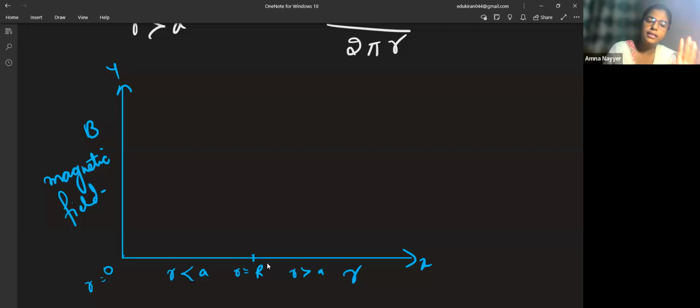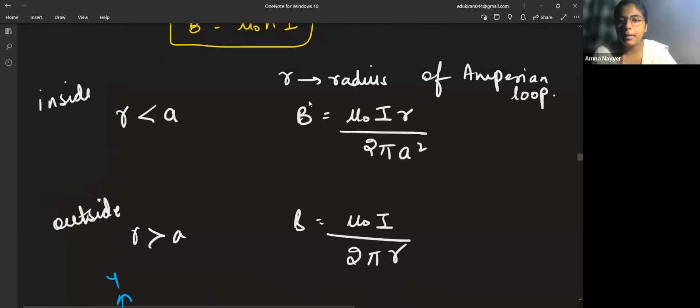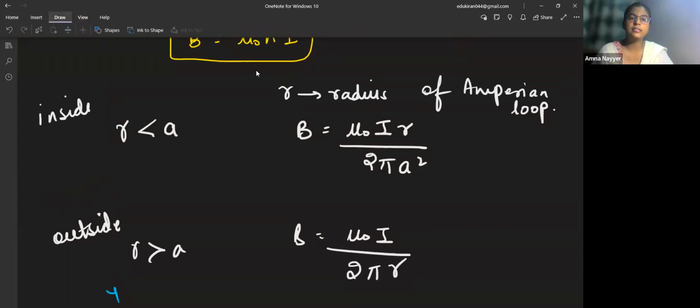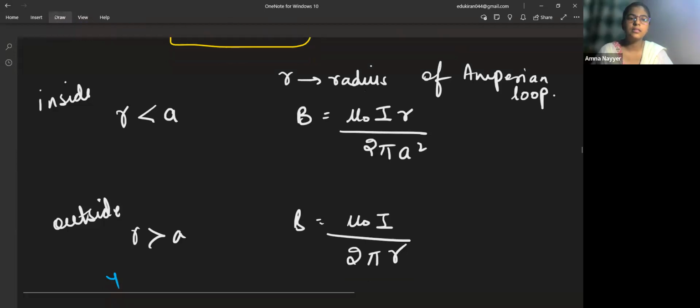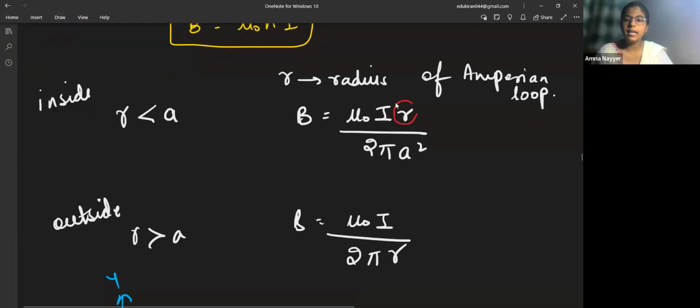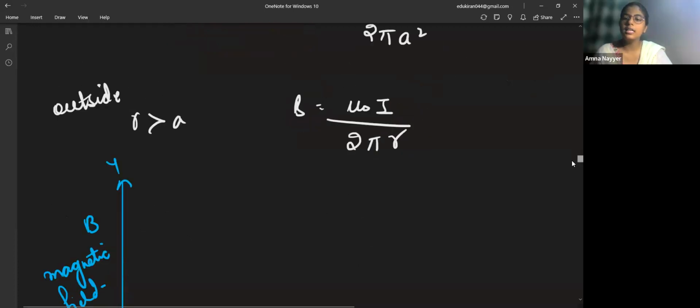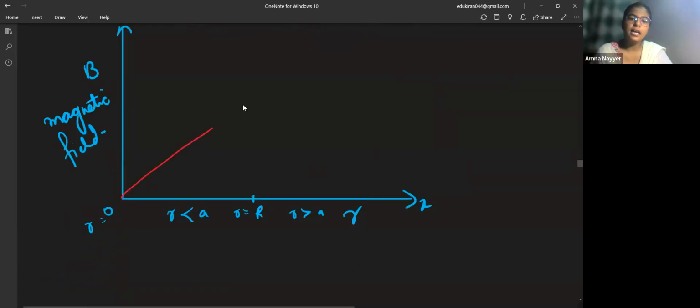So anything in between, this is inside. What did we see? What is the relation inside? Magnetic field is directly proportional to the radius. This magnetic field and radius are directly proportional, so till the surface, B is directly proportional to R. So this is the case inside.